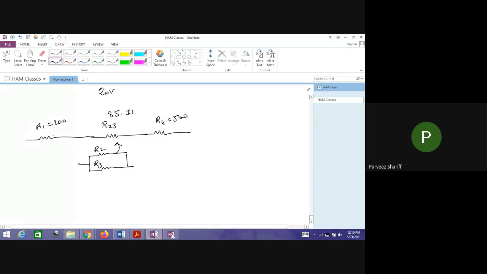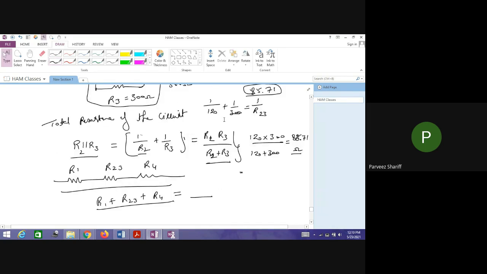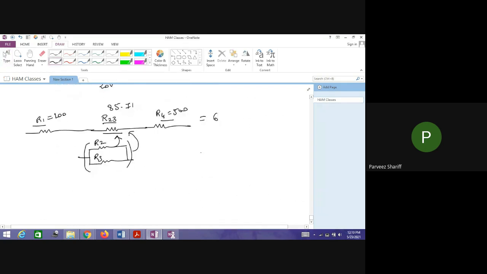Now we are going to add all these three. So what we are doing is, this parallel circuit, we are replacing it with the equivalent circuit with a simple single resistor value. That is what it means. And now we are going to add up all these values, which gives the value of whatever I have written here, that is 685.7 ohms.